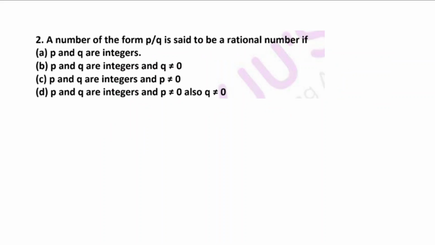Resume. Okay, read this question and solve it in your notebook. Pause. Resume. Okay, let us now solve this problem. A number of the form p by q is said to be rational if p and q are integers. Okay, let us see. If p and q are integers and q not equal to 0, yes, then this is more correct. There is one condition also, q should not be equal to 0.